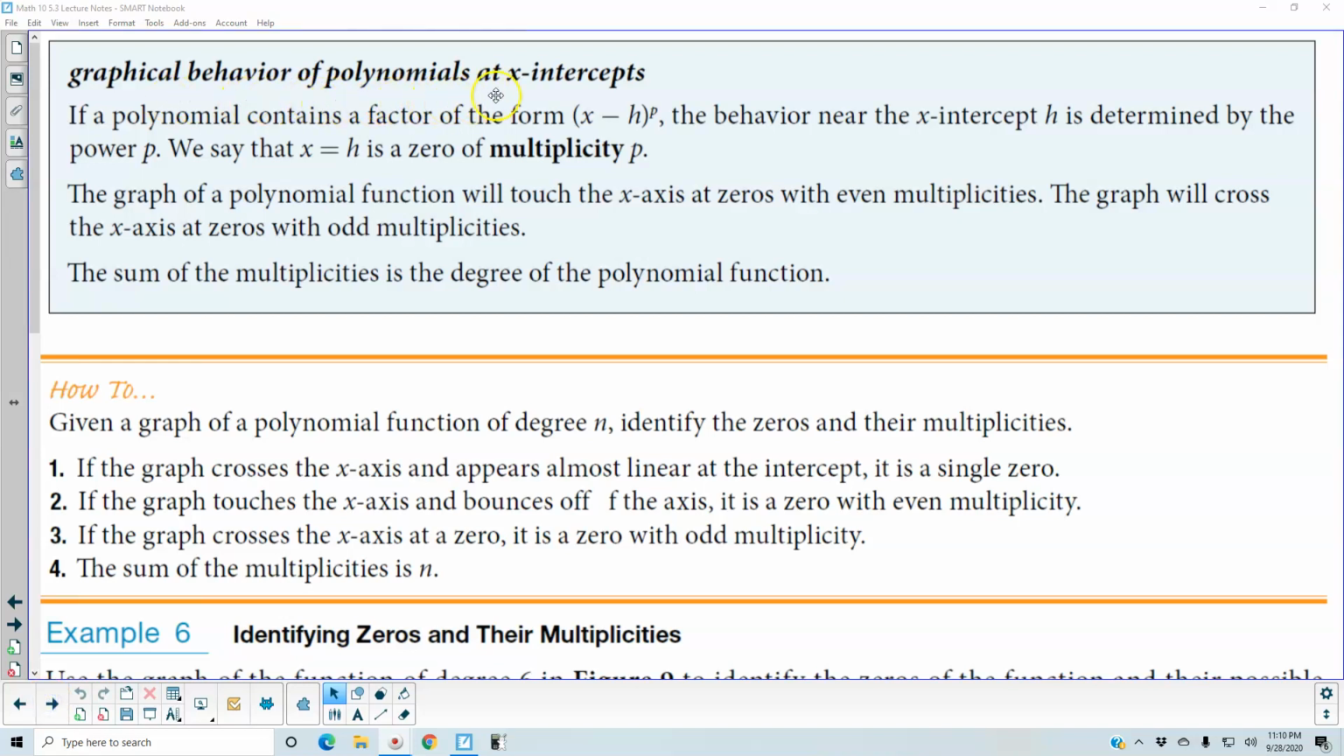Graphical behavior of polynomials at x-intercepts. If a polynomial contains a factor of the form (x - h)^p, the behavior near the x-intercept h is determined by the power p. We say that x = h is a zero of multiplicity p.